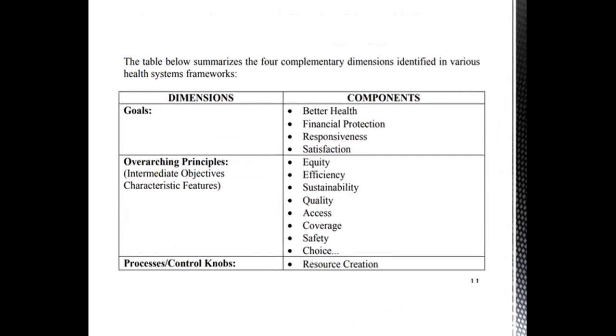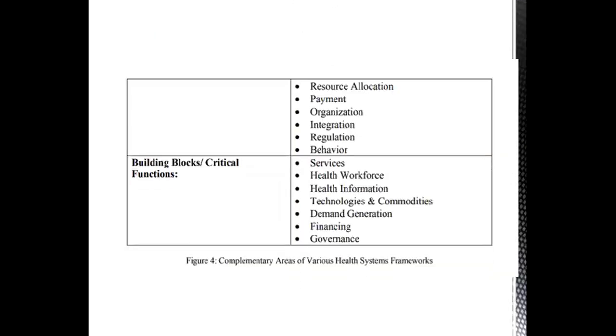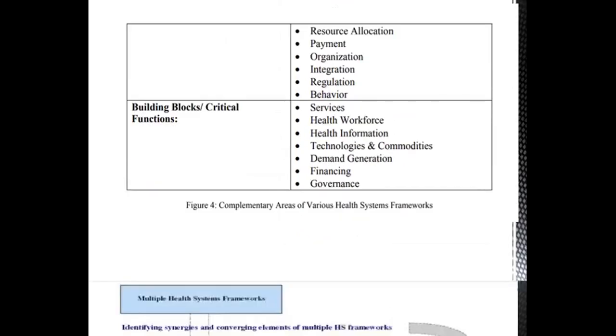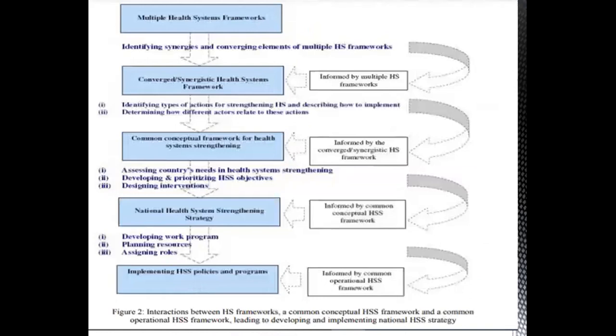Dimensions include overarching principles. According to this draft: better health, financial protection, responsiveness, and satisfaction. Overarching principles include intermediate objectives and characteristic features: equity, efficiency, sustainability, quality, access, coverage, safety, and choice. Processes, control knobs include resource creation, resource allocation, payment, organization, integration, regulation, and behavior. Building blocks of critical functions include service delivery, health workforce, health information, technologies and commodities, demand generation, financing, and governance. According to this, where different interactions between health system frameworks are given.